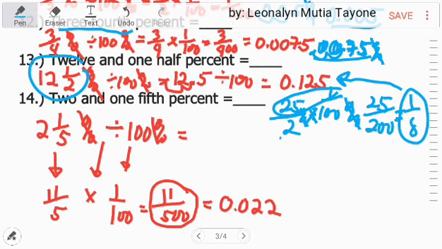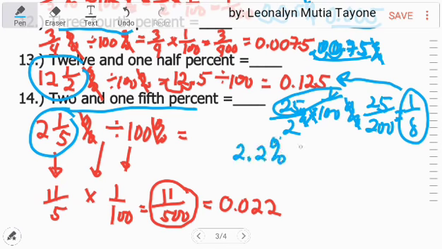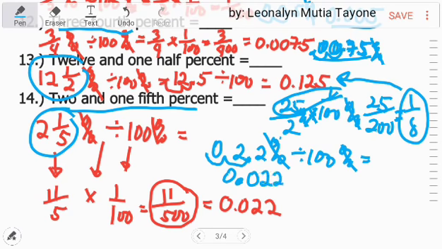This 11/500 is also equivalent to 0.022. Para mas lalong maintindihan, itong 2 1/5%, i-convert muna natin siya into decimal. This is 2.2%. Again, mag-divide tayo ng 100% para ma-cancel out si percentage sign. Dalawa ang gawin natin. It's either mag-divide tayo or itong decimal na to, i-move mo lang to the left side twice. So, magiging 0.022. So, ito na yung sagot dito.